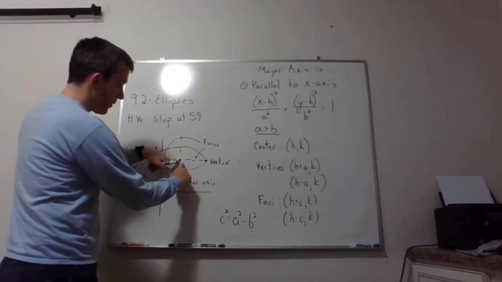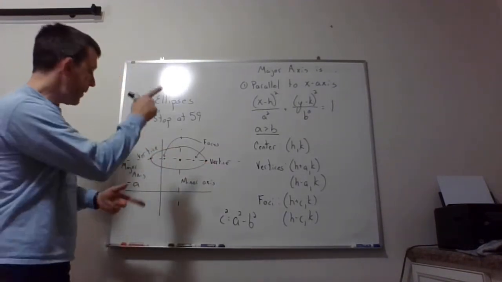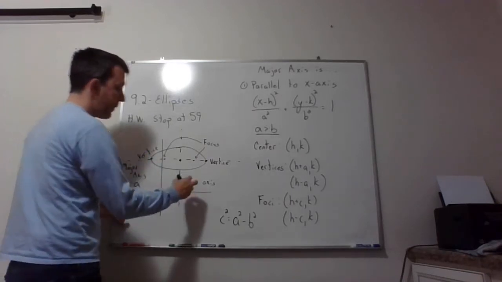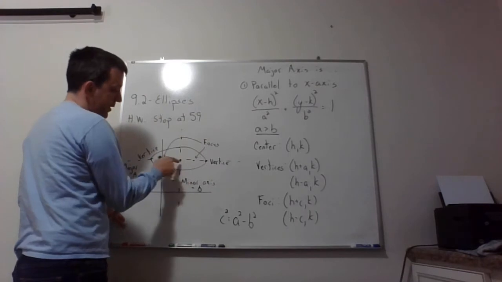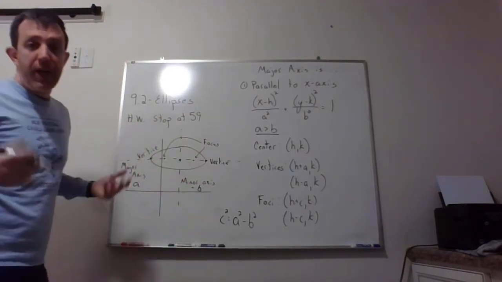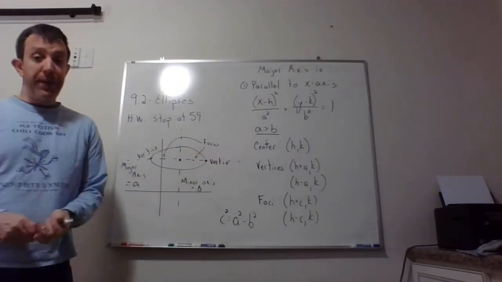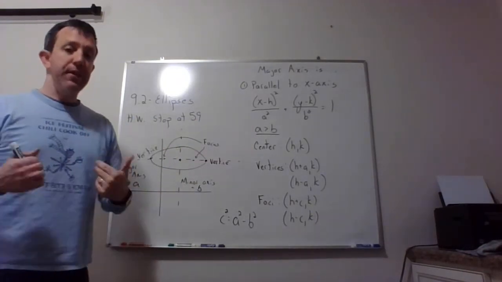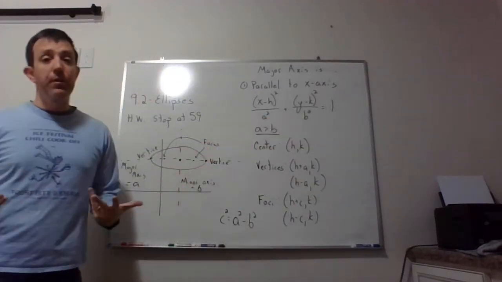A is the distance from the center to a vertex. That's going to be important here in a second. B is half of the minor axis length. It's the distance from the center to, well, the top of the ellipse in this case. It's not a vertex. Importantly, a is always bigger than b. That's going to be important because in a minute when we get the other formula up here, we're just going to switch a and b, and that's going to be the only change.